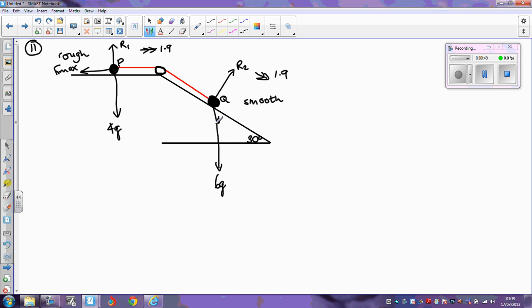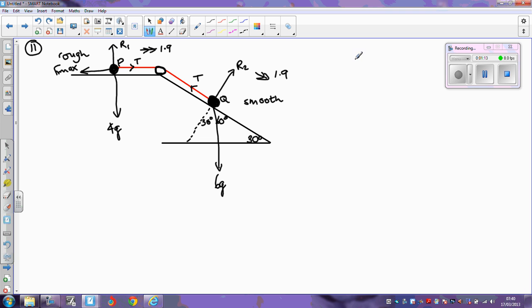And if I just put some angles in, this one here is 60 degrees. If I put in that line that's in the same direction as R2, this one here is 30 degrees. I'll put some more in later if necessary. We've also got tension acting. The tension is tending to make P move to the right, and the tension is slowing Q down. So the tension acts upwards for Q.